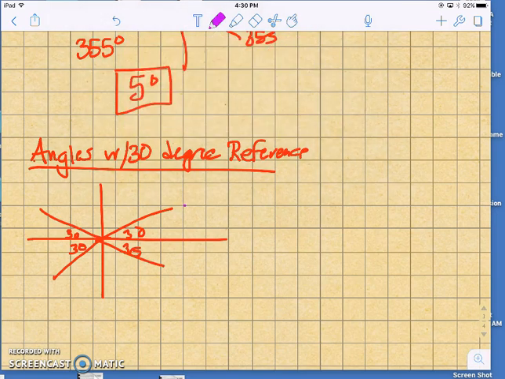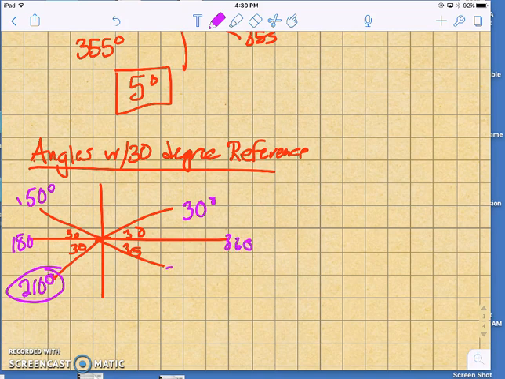Well, in the first quadrant, this is 30 degrees. If this is 180, 30 degrees less would be 150 degrees. 30 degrees past 180 is 210 degrees. And then 30 degrees, here's 360, less would be 330. So those are all of our reference angles with 30.